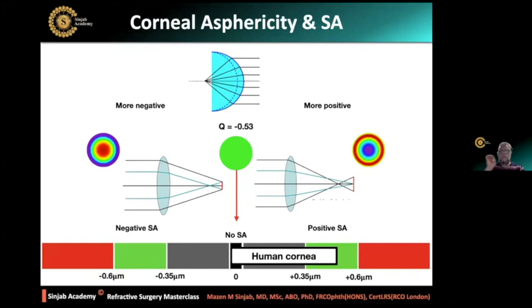All right. Now, let's look at the Q value. When the Q value is minus 0.53, it means that there is no spherical aberration. We call this shape the parabola, or the perfect prolate. All right, this is the eagle eye, eagle cornea. Now, the human cornea ranges between this and the plus. Whenever Q value is more positive, for example, Q minus 0.2, then there will be positive spherical aberration, and vice versa.